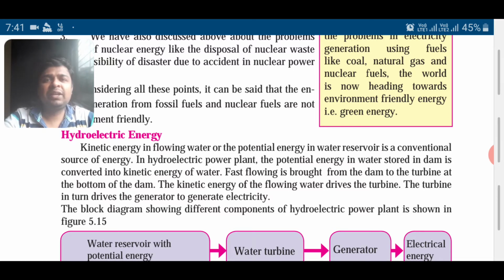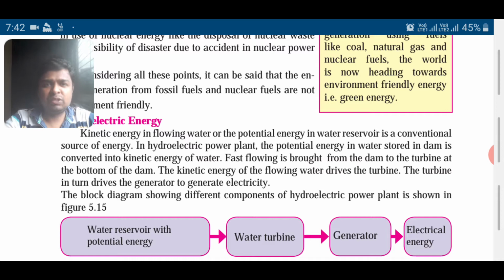So in a hydroelectric power plant, what is done? The potential energy of the water that is stored in the dams, in the reservoirs, is converted to kinetic energy. And this fast flowing water from the dams rotates the turbines at the bottom of the dam. So the kinetic energy is converted into electrical energy, and electricity is generated by generators.